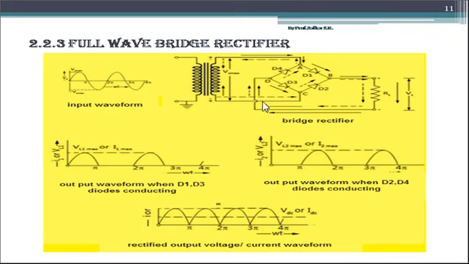This path continues as long as the input signal is given to the transformer, and due to this path diodes D1 and D3 are forward biased and give us the output shown by this diagram. Here you can see we get a positive half cycle during the positive portion of the input AC signal due to diodes D1 and D3, which are now in the conducting mode.